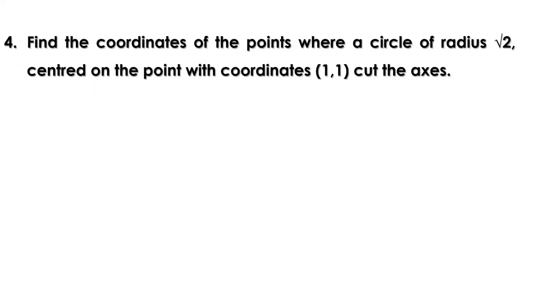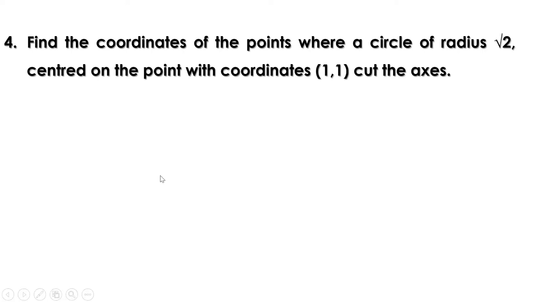Find the coordinates of the points where a circle of radius root 2 centered on the point with coordinates 1, 1 cuts the axes. Here, the center of the circle is 1, 1 and the radius is root 2. We have to find the coordinates of the points where this circle cuts the x-axis and y-axis.